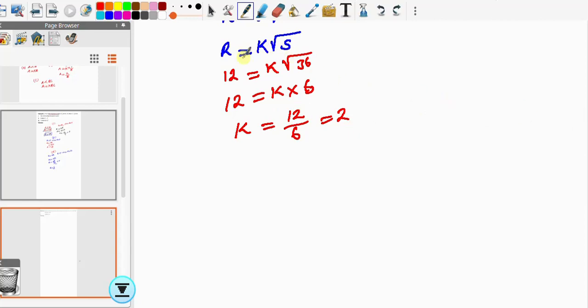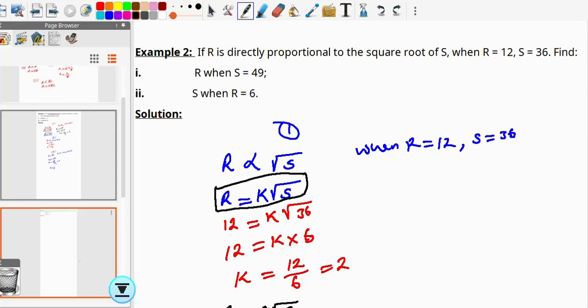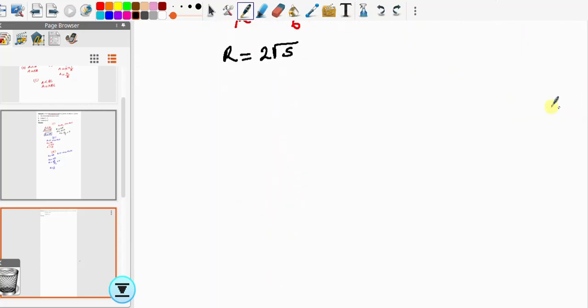Let's substitute this value into this our equation. We substitute the value into this equation, right? So from here now we have our r will be equal to 2 square root of x, right? This is the relationship between r and x, but the question is, we are not looking for the equation here. We are asked to calculate. So the first one, Roman figure 1, now we are looking for r when x equal to 49.